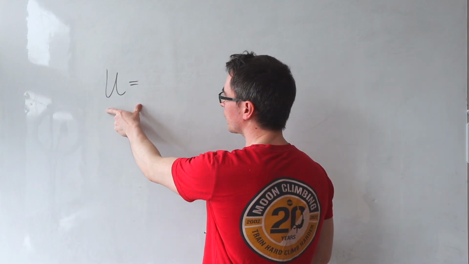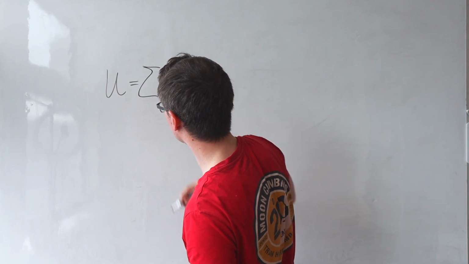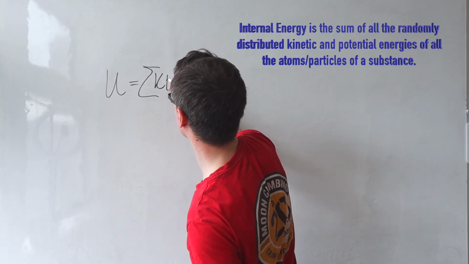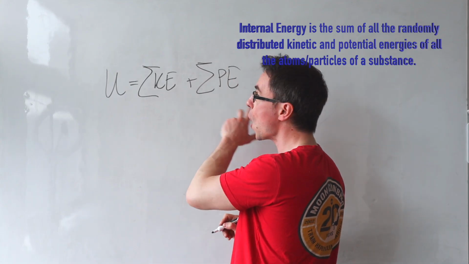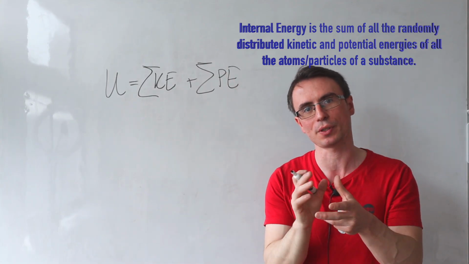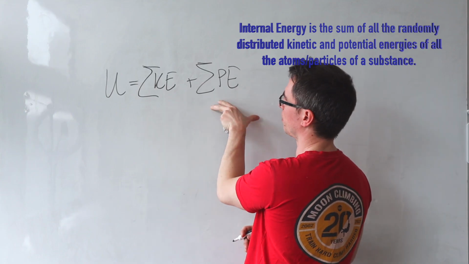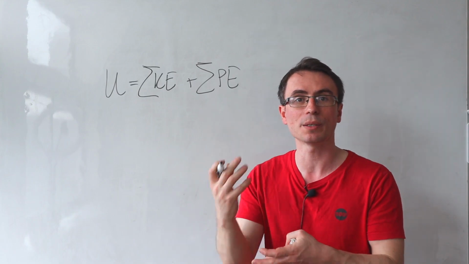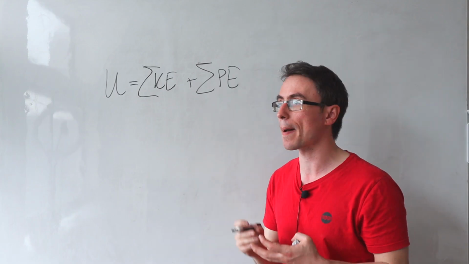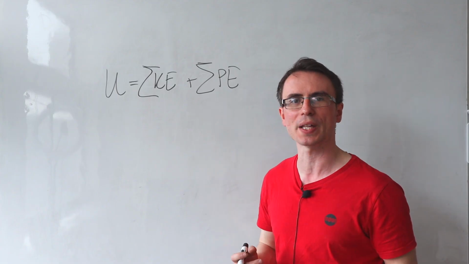So this is typically given the symbol U, and that's defined as the sum of all of the kinetic energies plus all of the potential energies of the particles of that substance. We can also say that it's the sum of the randomly distributed kinetic energies and potential energies of all the particles in the substance, but the word particle or atom or molecule is actually typically underlined in the mark schemes, so we have to use that.